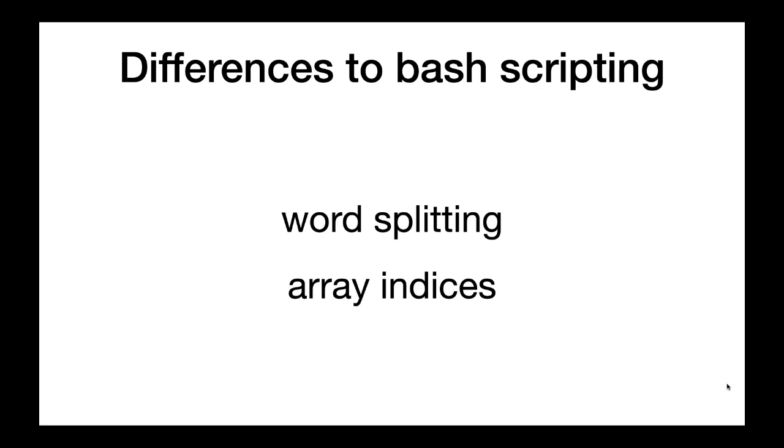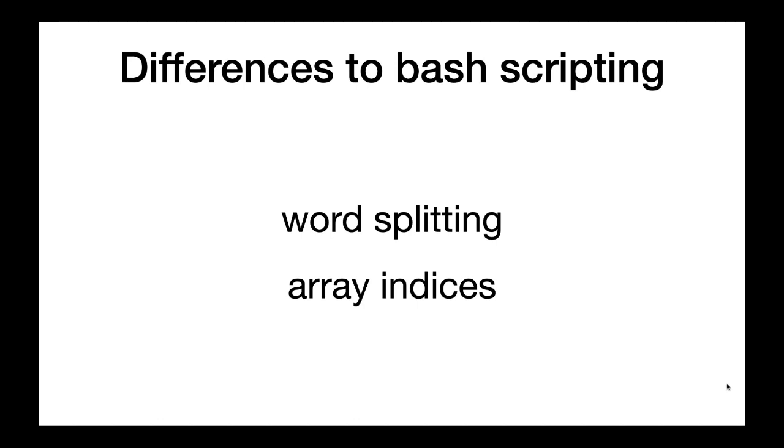Word splitting. When you substitute a variable, we always have to quote it in bash because otherwise my argument will break into pieces on the spaces. That is less of a thing in Z shell, which in general is good because we don't have to worry about it so much. But there will be situations where you expect the old unsafe bash behavior, and Z shell will behave differently. So that's something to be aware of.